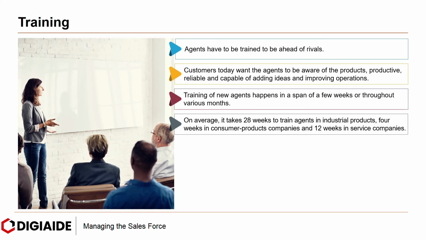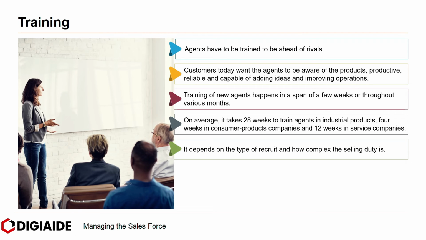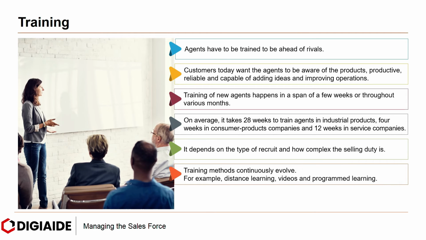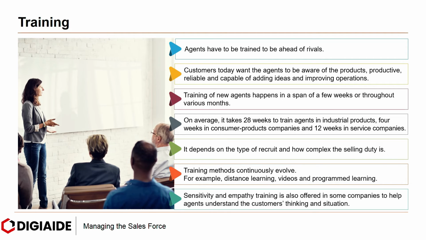On an average, it takes 28 weeks to train agents in industrial products, 4 weeks in customer product companies, and 12 weeks in service companies. It depends on the type of recruit and how complex the selling duty is. Training methods continuously evolve. For example, distance learning, videos, and program learning. Sensitivity and empathy training is also offered in some companies to help agents understand the customer's thinking and situation.